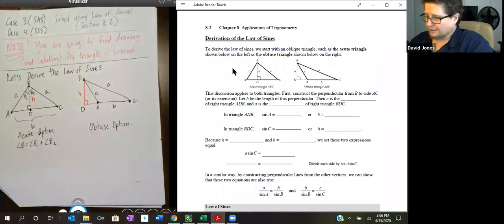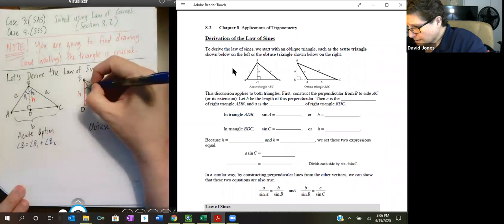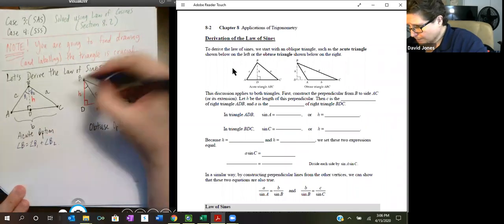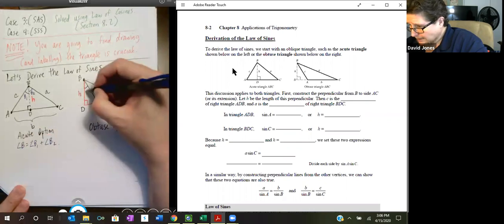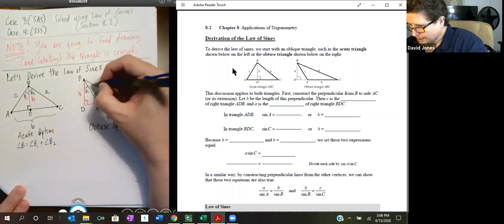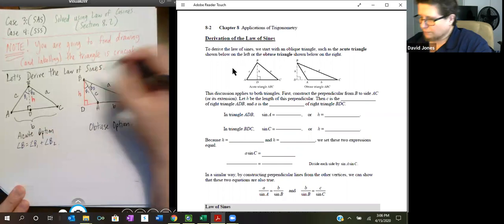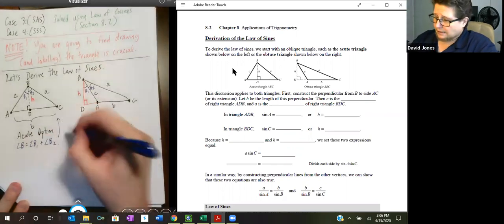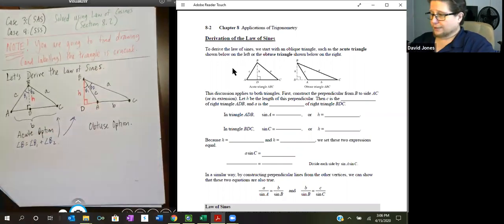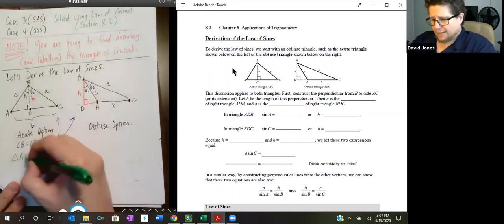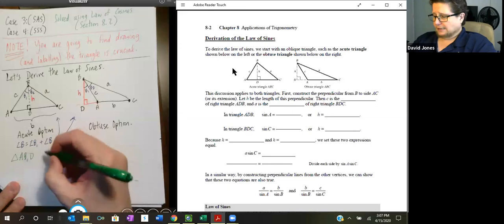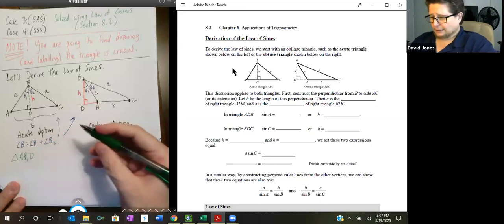and I can do that over here. Let's see which one goes with B1, goes with ABD. And we'll call that B2. So in both cases, angle B equals angle B1 plus angle B2. We have in triangle ABD, or AB1D, let's look at that one.